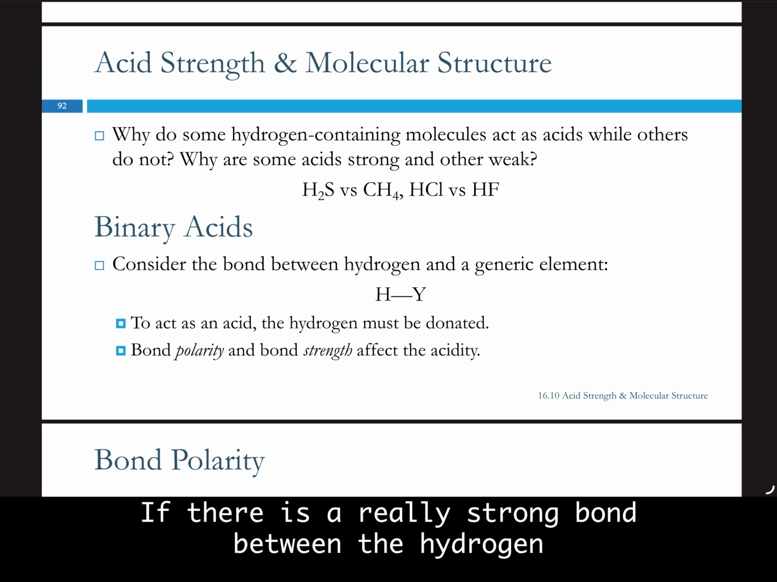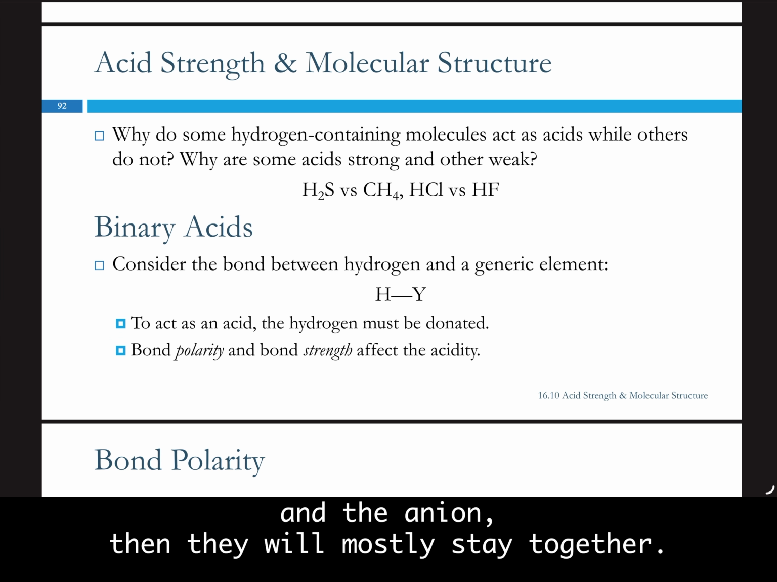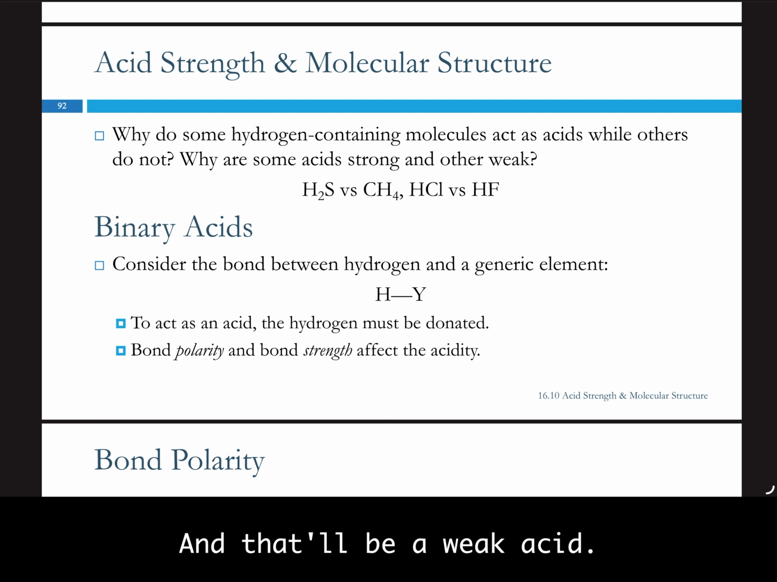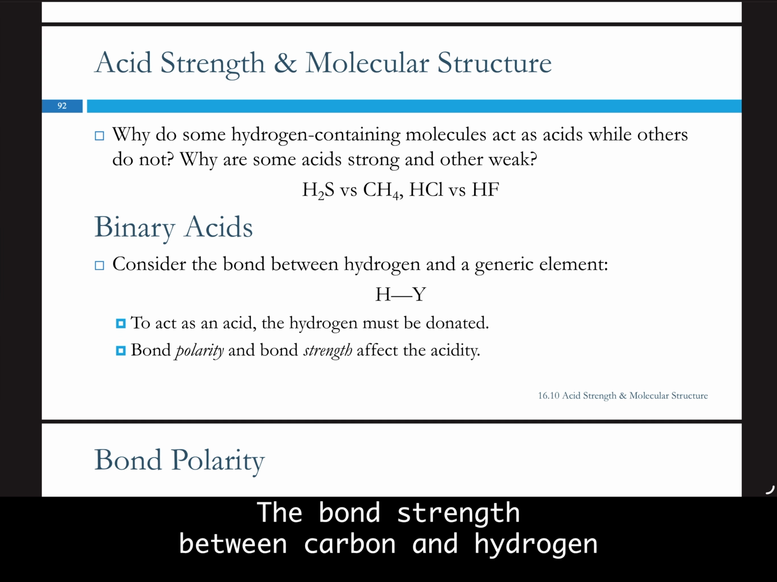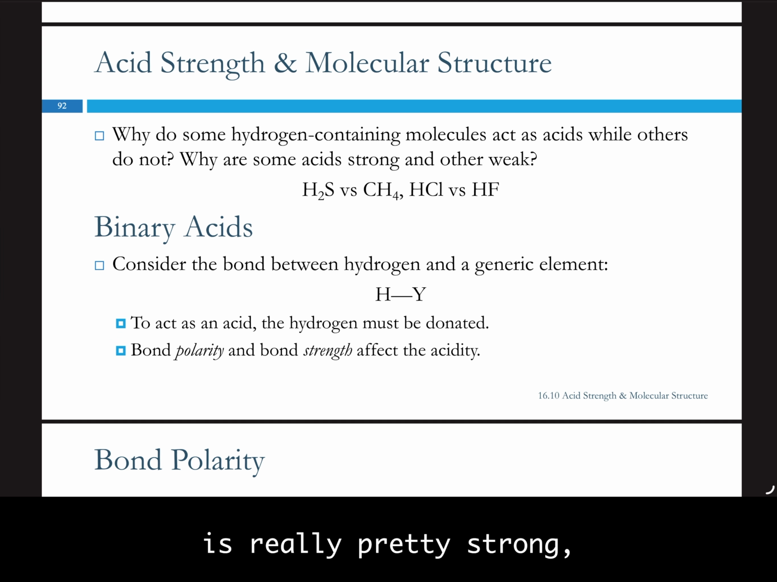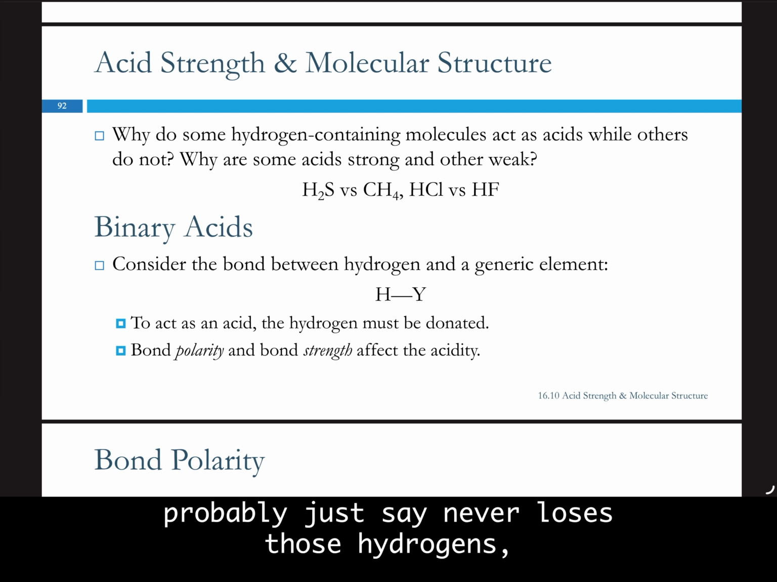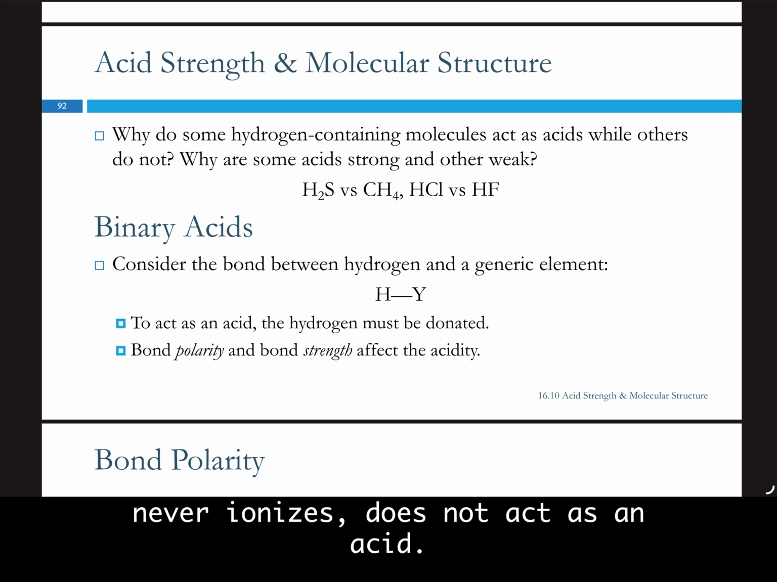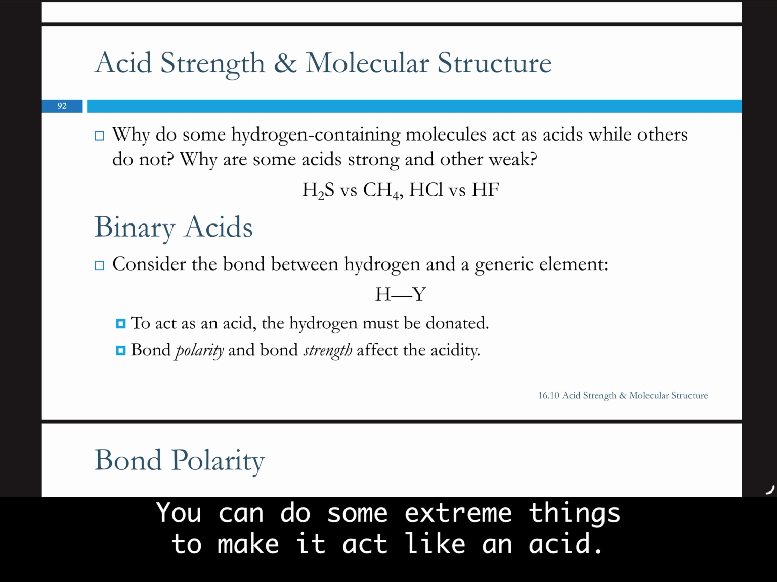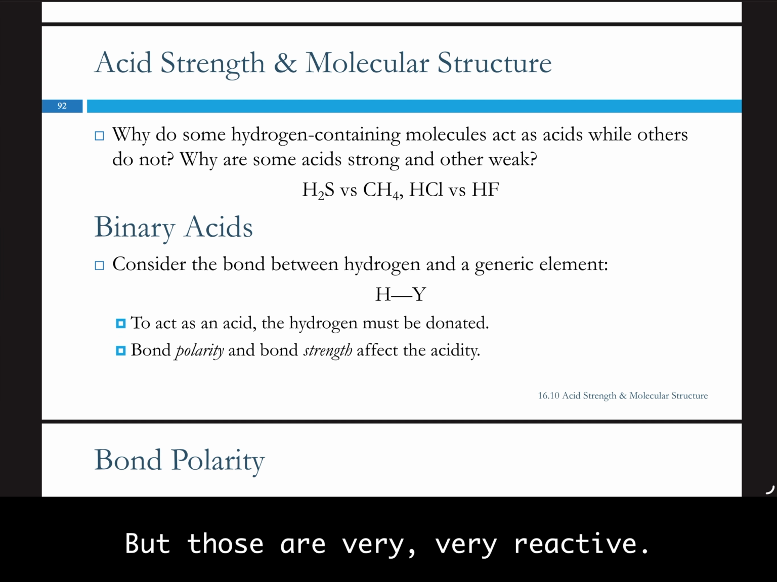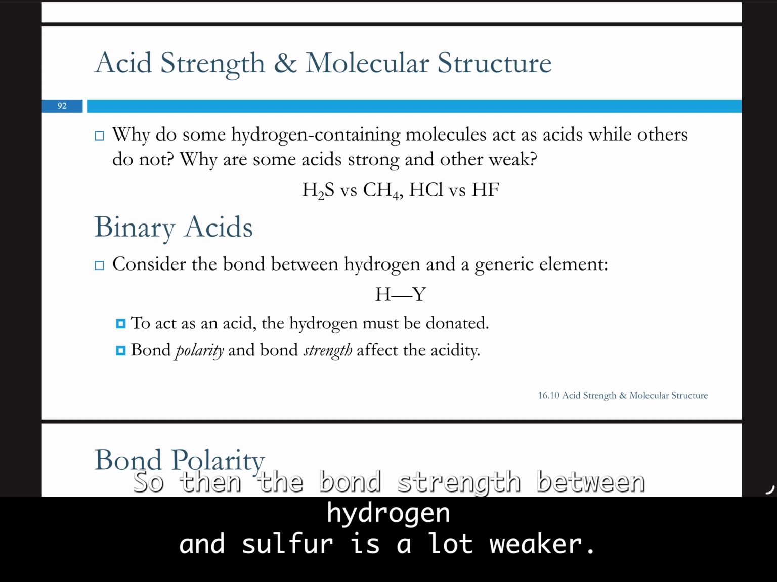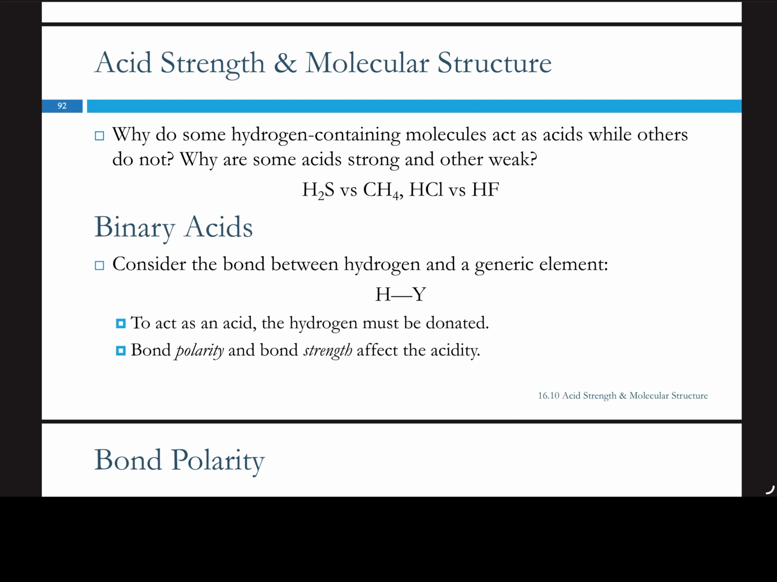If there is a really strong bond between the hydrogen and the anion, then they will mostly stay together, and that'll be a weak acid. The bond strength between carbon and hydrogen is really pretty strong, and so it never loses those hydrogens, never ionizes, does not act as an acid. You can do some extreme things to make it act like an acid, but those are very, very reactive. The bond strength between hydrogen and sulfur is a lot weaker, and so that hydrogen can leave.